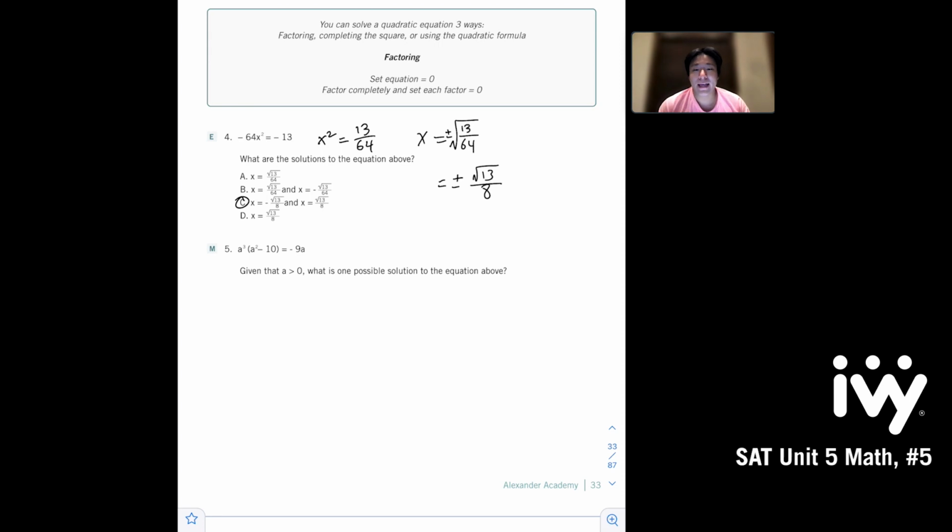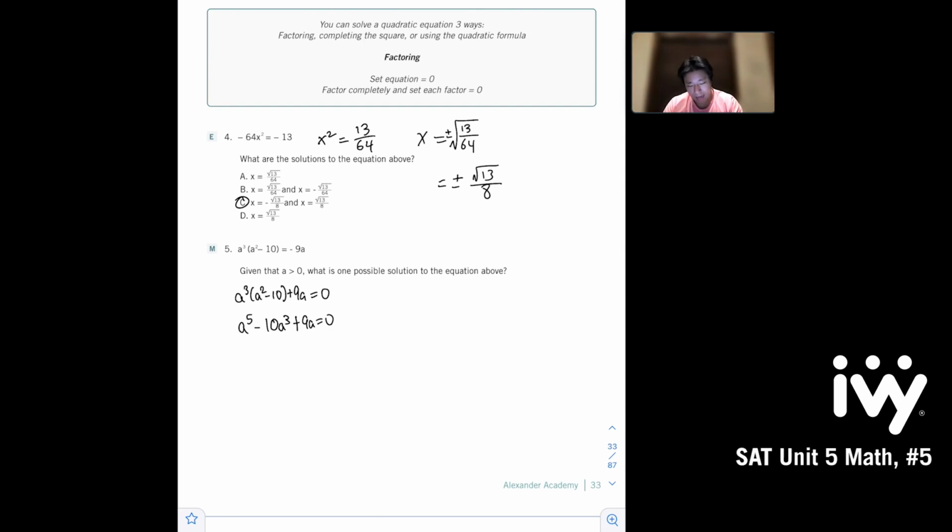Okay, question 5. Given that a is greater than 0, what is one possible solution to the equation above? This equation at first looks a bit complicated because there's so many a's here and there's such big powers. Let's break it down and try and isolate the a's on the left so that we're just left with 0 on the right. So we have a cubed times a squared minus 10 plus 9a equals 0. Now let's go ahead and distribute and simplify a little bit. We have a to the 5th minus 10a cubed plus 9a equals 0.